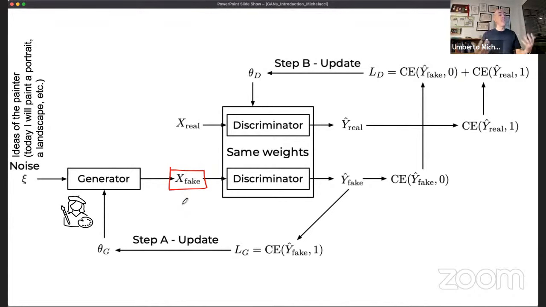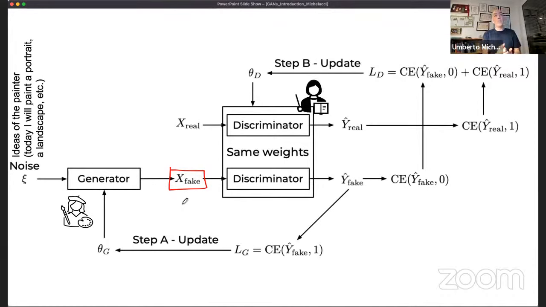And changing the noise, maybe one time it would be flowers, and maybe one time it would be a portrait, and so on and so forth, okay? So the generator is something that gets an idea as input, random noise, random numbers, and produces an image that is this thing.